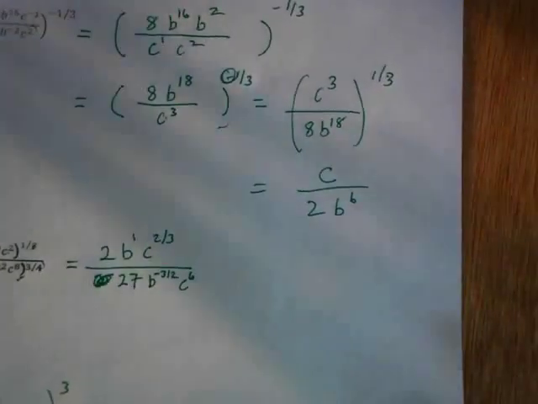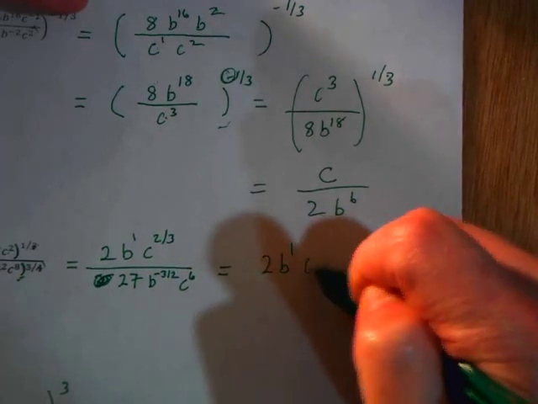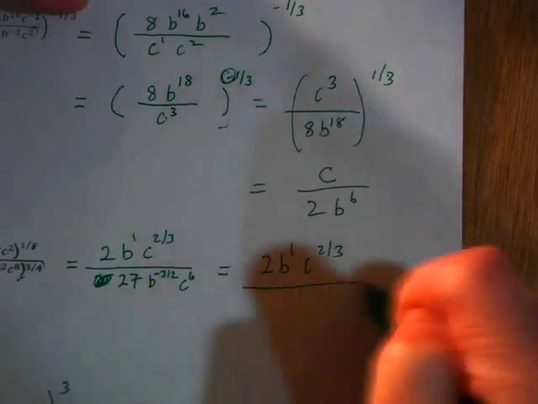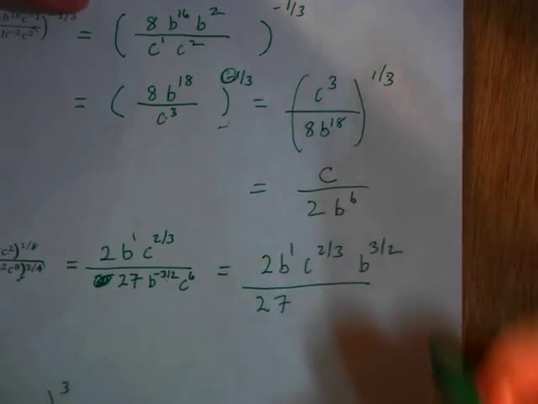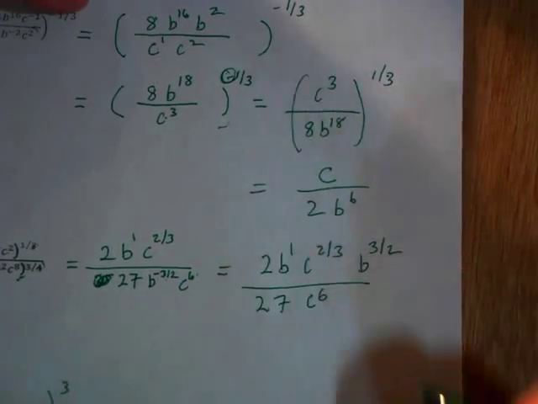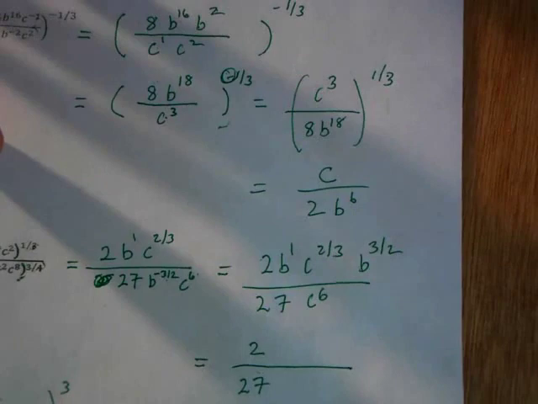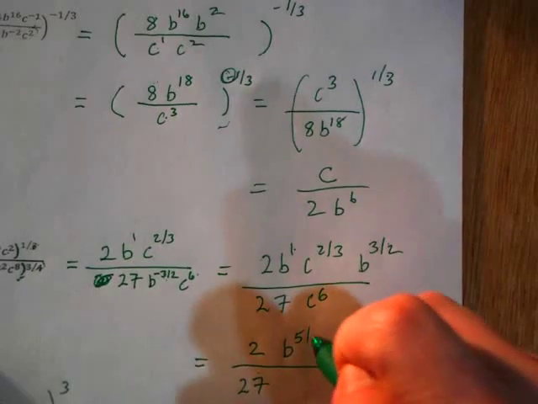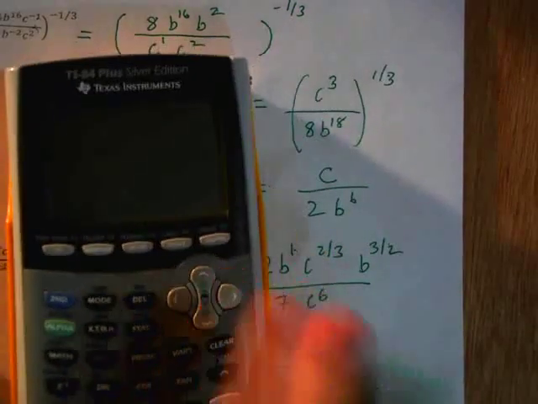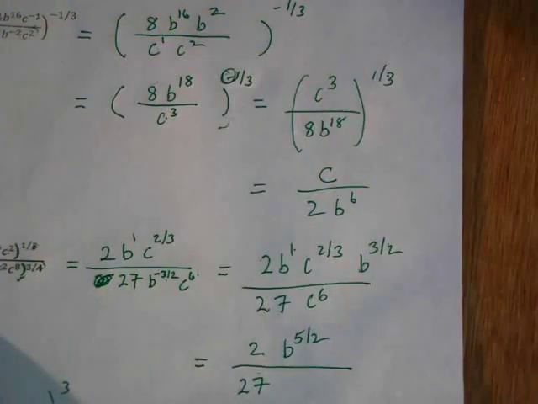All right, so here's what I see now. I'm going to have 2, b to the 1, c to the 2/3. None of that moves. I'm going to have a 27 on bottom. This b right here, this one's going to move. b to the 3/2, and then c to the 6. I'm going to have the 2 on top and the 27 on bottom. Those don't reduce at all. My b's, 1 plus 3/2 turns out to be 5/2. And my c's, 2/3 minus 6, turns out to be negative 16/3.